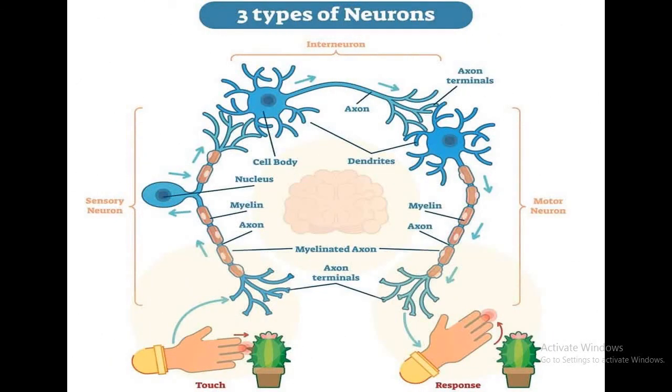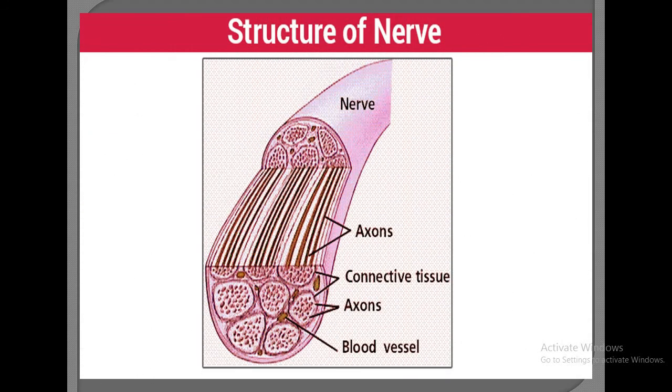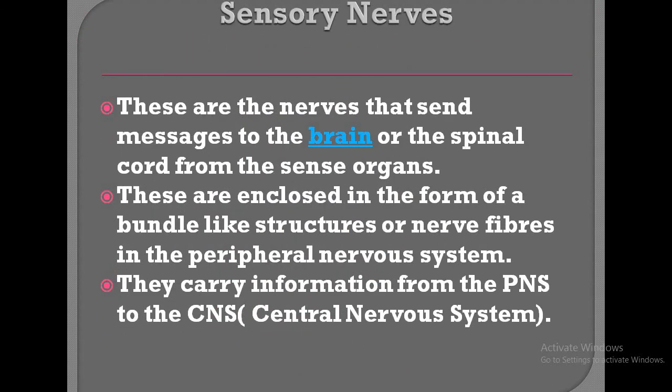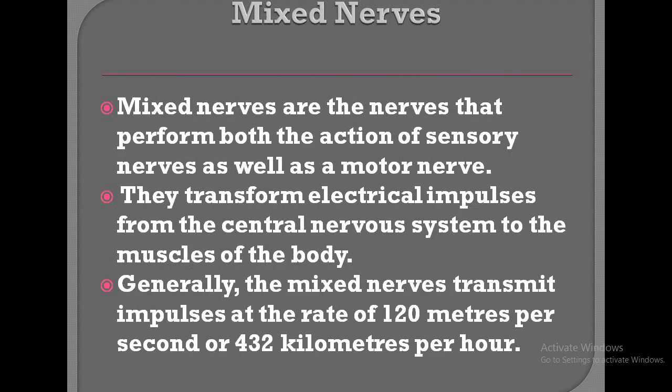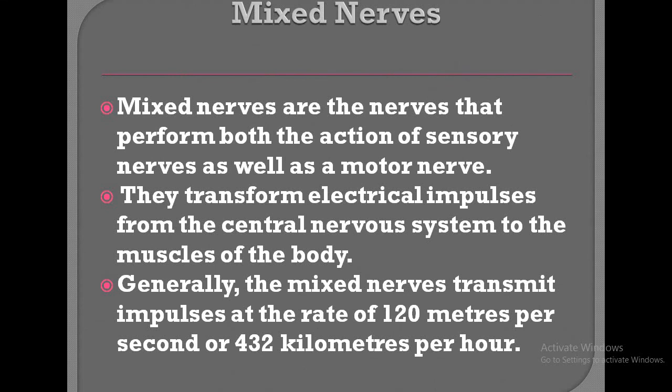Now your homework today: you have to write down the 3 types of neurons with their function. Then what are the 3 types of nerves? No, first find nerves and then write down the 3 types of nerves. Draw this diagram and write down the function of sensory nerve, motor nerve.